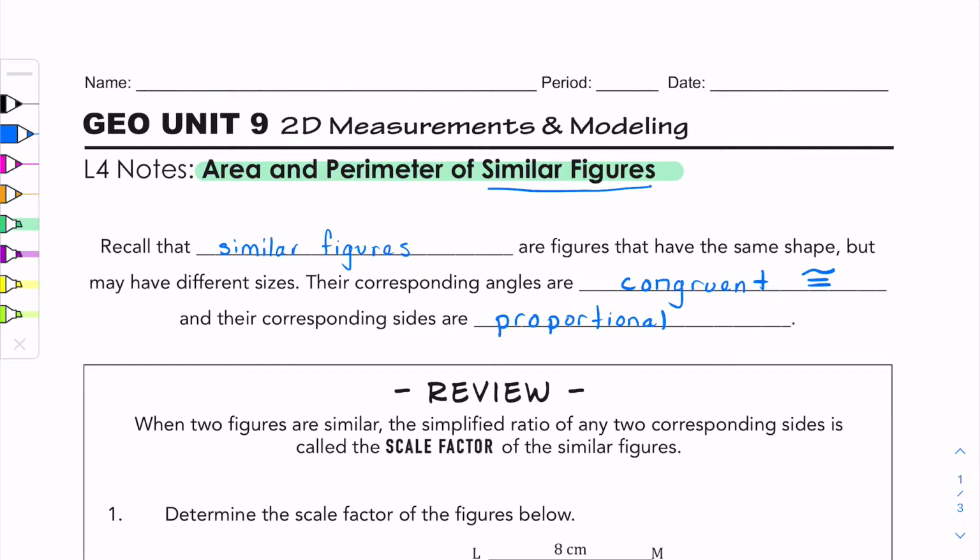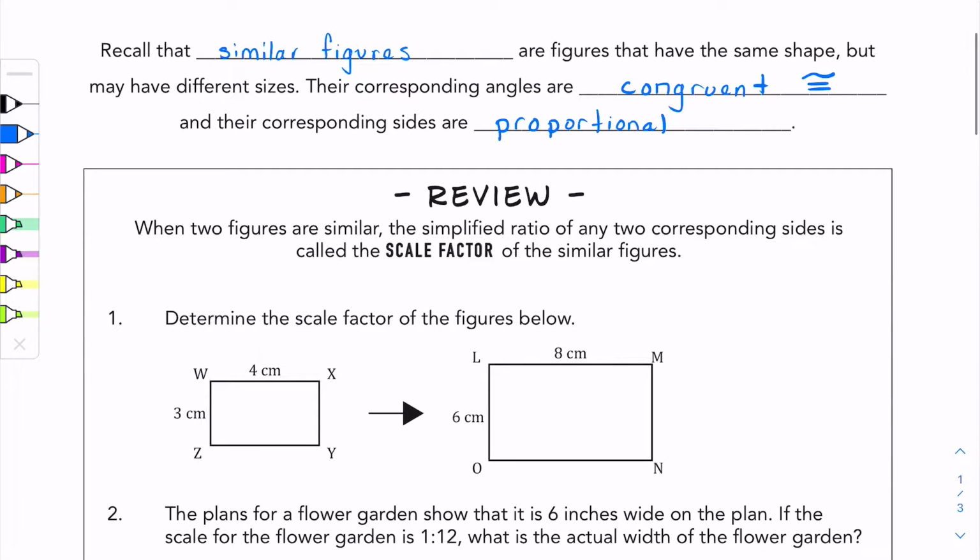So think about printing a photo. You could scale it to a 4 by 6, a 5 by 7, an 8 by 10. We did problems like that before. There's a quick review, and in the review, I'll just briefly go through this.